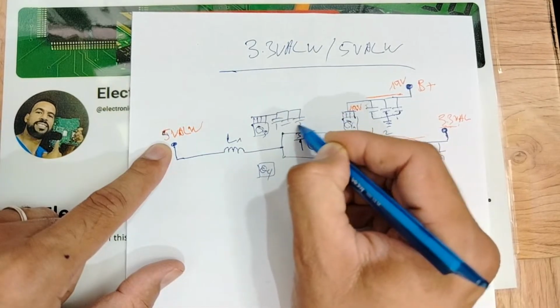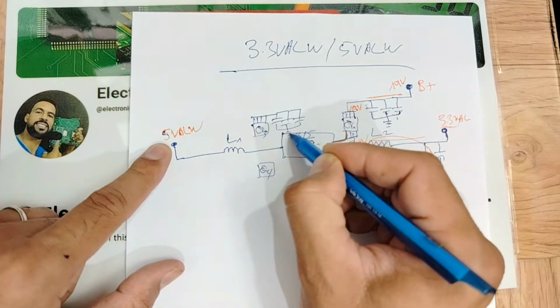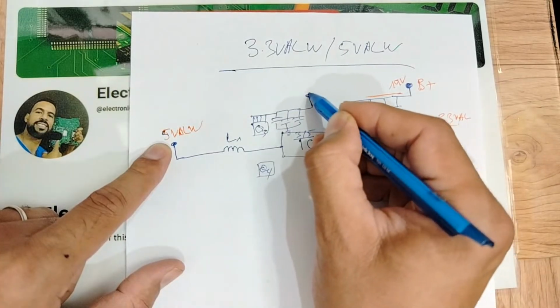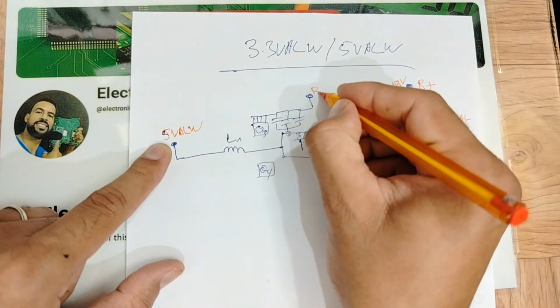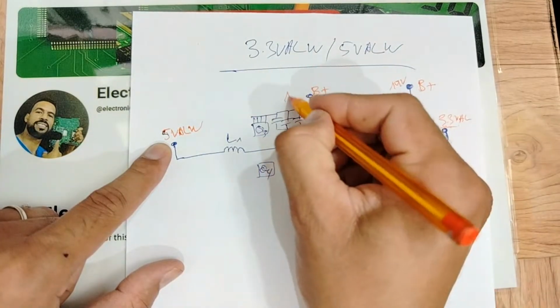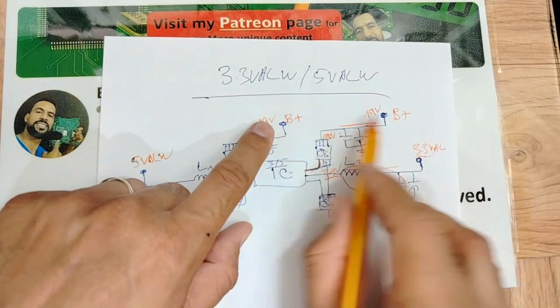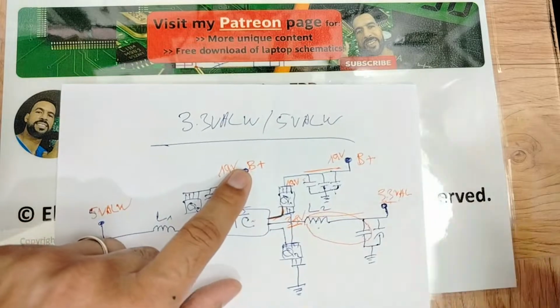As you can see, three ceramic capacitors connected to the ground. Here, of course, we have B plus, the same input basically, my friends, 19 volts. And these two B plus, my friends, coming from where?